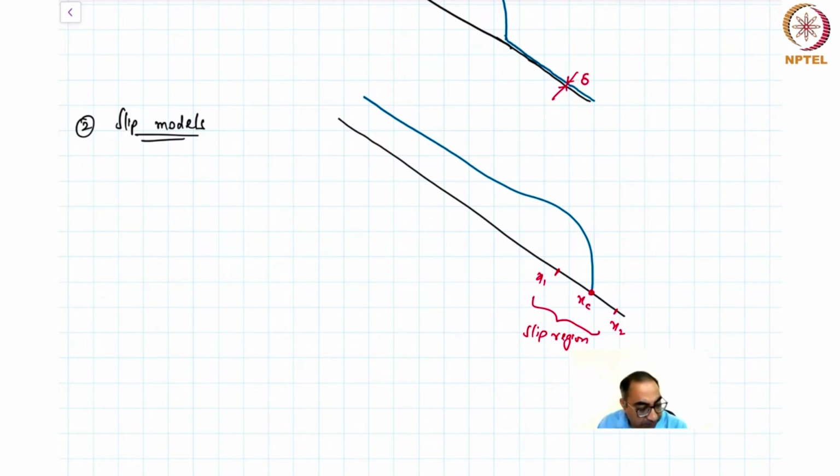And on either side of this region, you apply the no-slip condition. The slip models are very popular because they are easy to apply, but they have their own challenges when it comes to numerical simulations. But most of the numerical tools and software available for problems involving moving contact lines have a numerical version of the slip. So that's another way to justify these kinds of slip models.